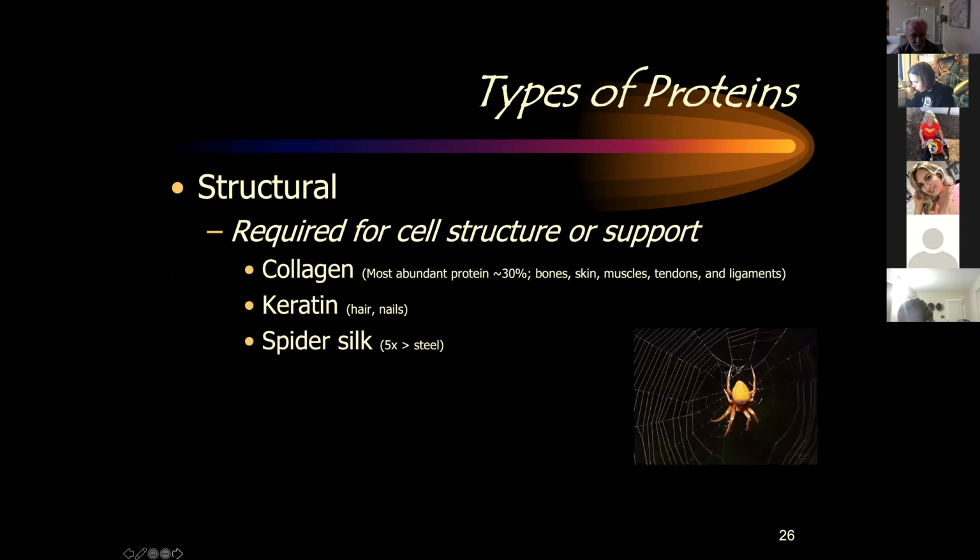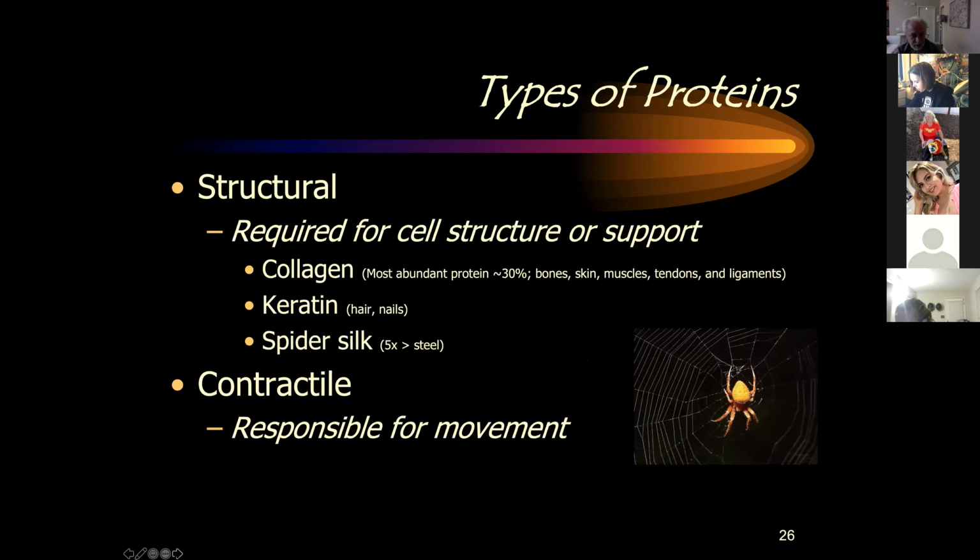Types of proteins, there are structural. It's interesting, collagen is a structural protein. It's the most abundant protein found in mammals. About 30% of us is collagen because it's found in all of these different tissues: bone, skin, muscles, and so on. Spider silk is 5 times stronger than steel on a weight for weight basis. There are contractile proteins like actin and myosin. That's what makes our muscles move.